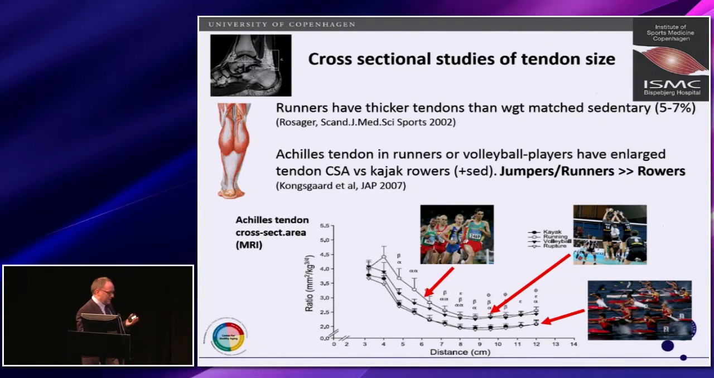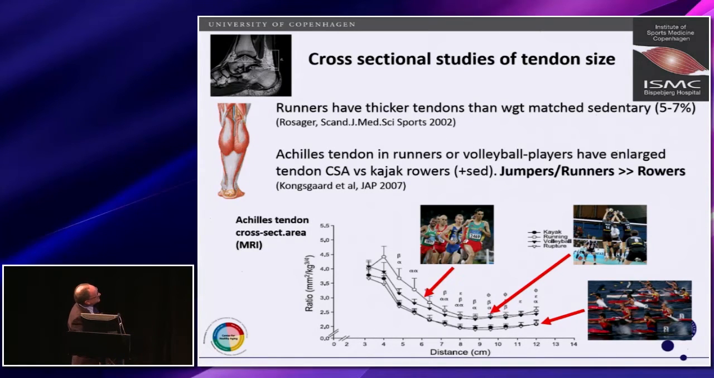So if I say there's not much going on in the tendon, does that mean that if you train, you won't get any morphological adaptation in the tendon? Well, you should think so. But if you take cross-sectional data, first of runners, you can show that they have thicker tendons, this is Achilles tendon, than weight-matched sedentary controls.